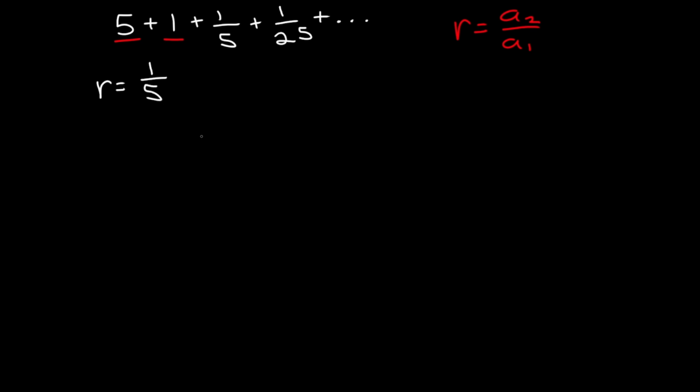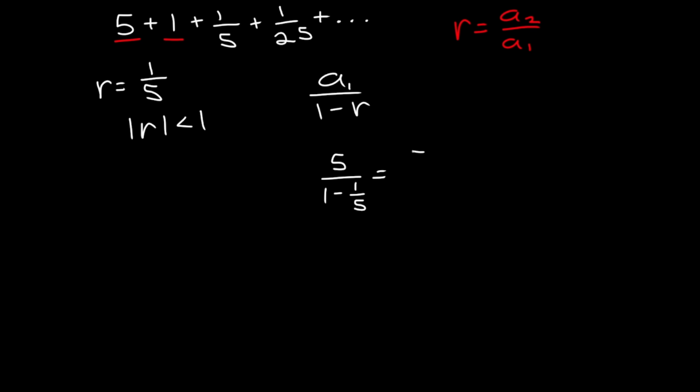Now that we've found R, before we plug it into our equation, we first need to see if this series even converges. And we can do that by checking the requirement: the absolute value of R is less than 1. And we can clearly see that 1/5 is less than 1. Now we can plug this into our equation A divided by 1 minus R. A is our first term, by the way, which would be 5 divided by 1 minus our R, which is 1/5.